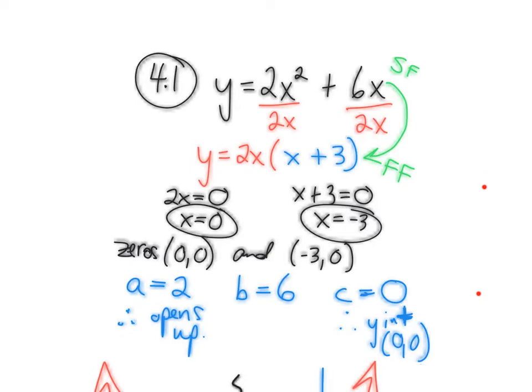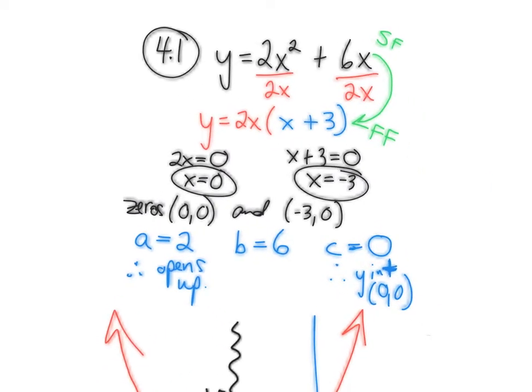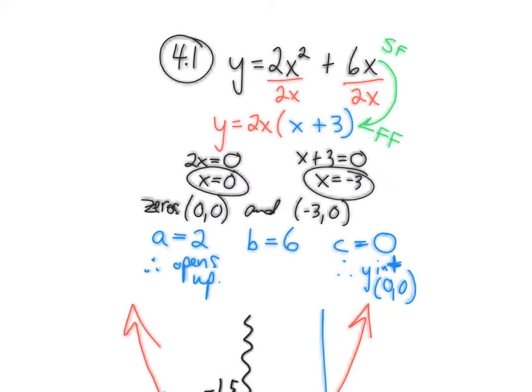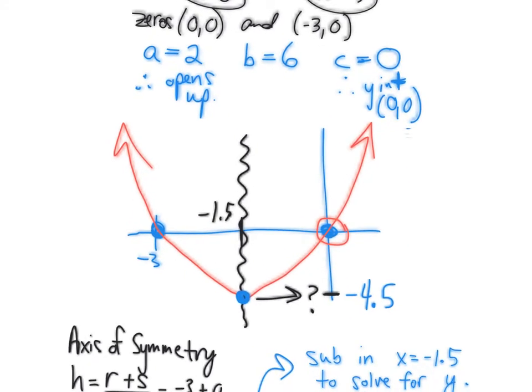And let's analyze this a little further. a in standard form is 2, b is 6, c is 0. And a equals 2 tells us that the quadratic opens up, and c being 0 tells us that the y-intercept is 0. And I plotted the x-intercepts, I plotted the y-intercept, and I drew the parabola going upward since a is positive. Can we determine the vertex from this information?